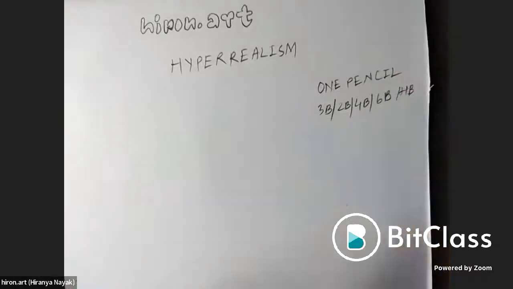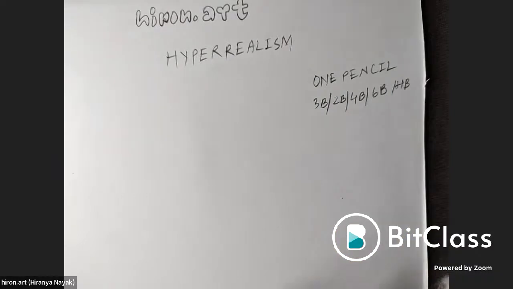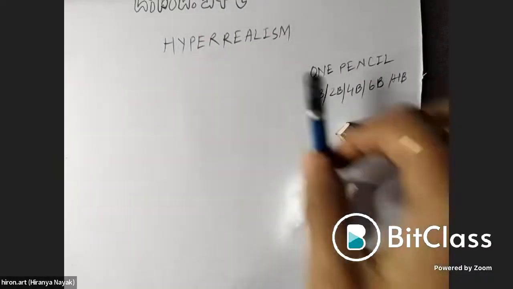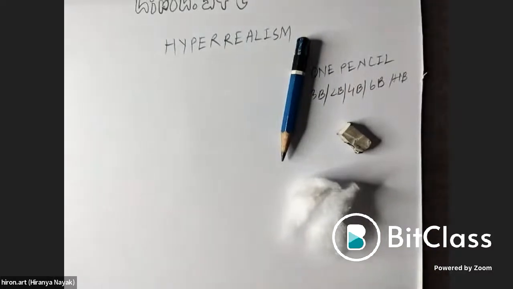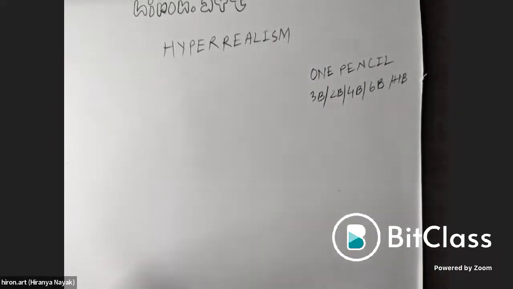And along the way, we'll be using two more expensive tools, really expensive. One is cotton, and the other one is a ₹2 eraser. Okay, that's it. These three things we will be using for the entire process, and our aim will be to make it look realistic to an extent.